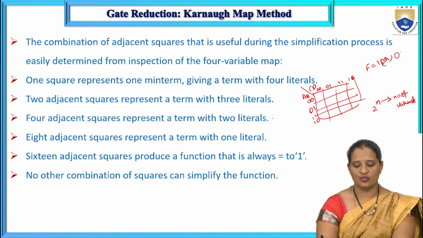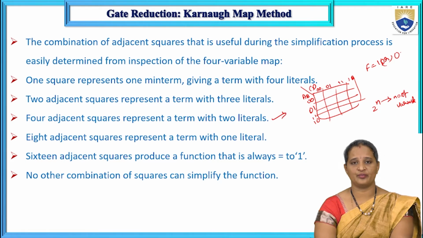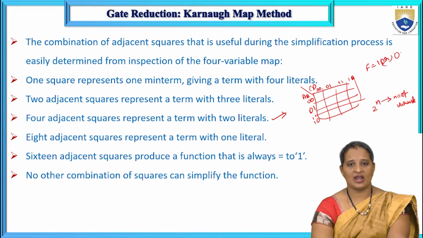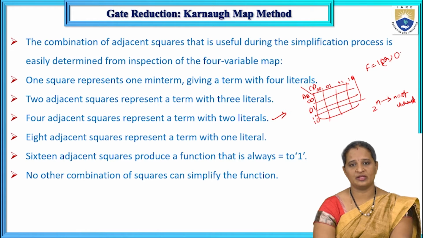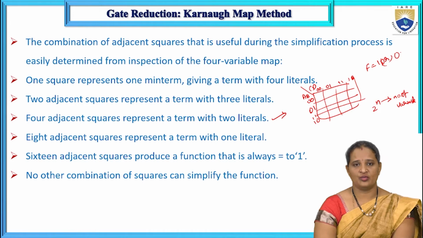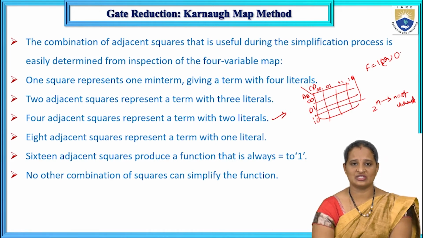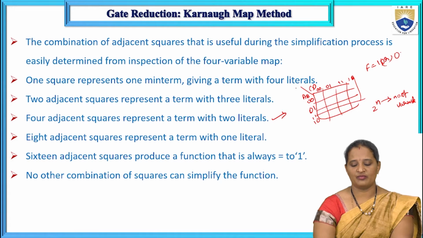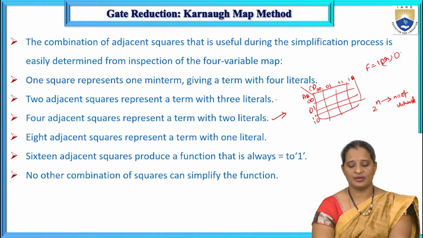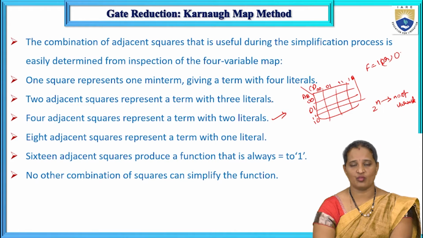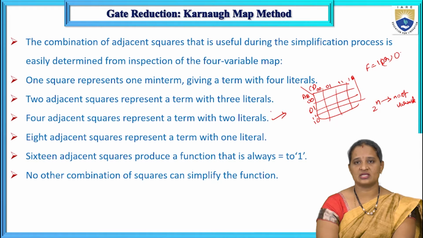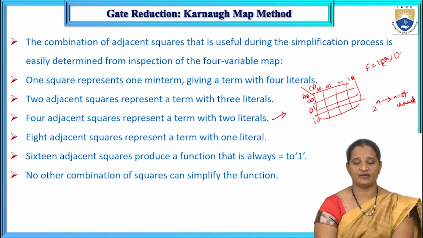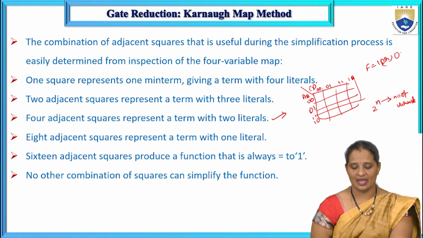Similarly, the next higher group is the group of 4 cells, which is also known as a quad. By forming the quad, I can eliminate two variables, and hence each term after simplification will have only 2 variables. And the group of 2 cells forms a term with 3 literals, where we can eliminate 1 variable. So this is brief information about the 4 variable K-map.